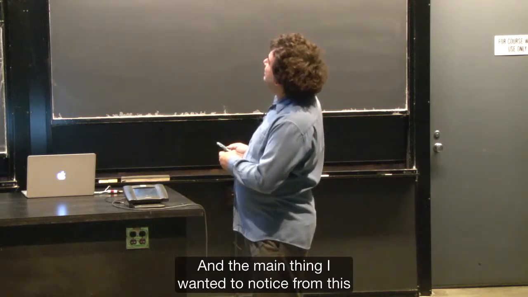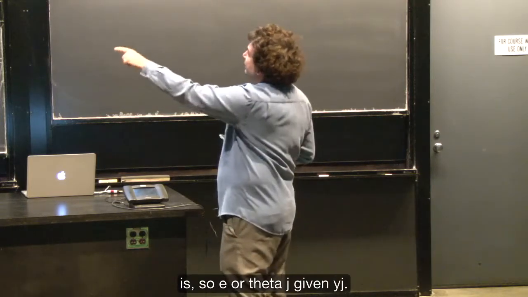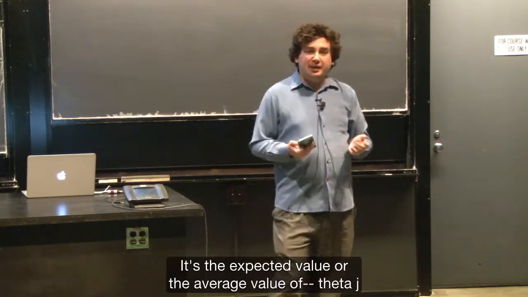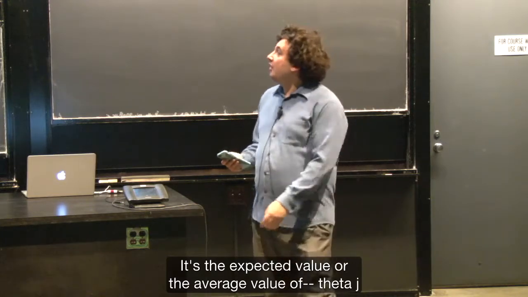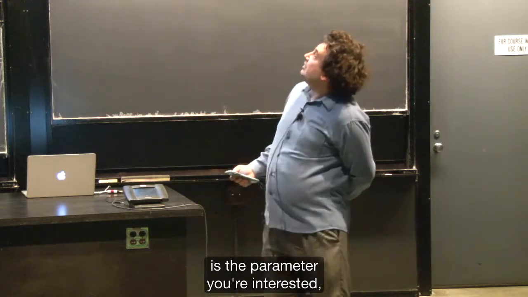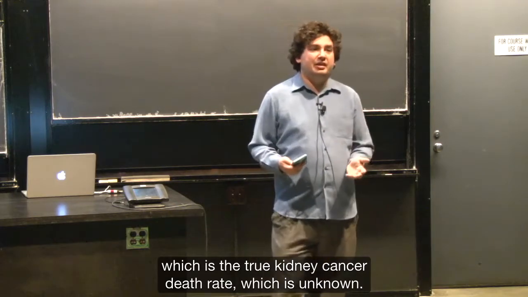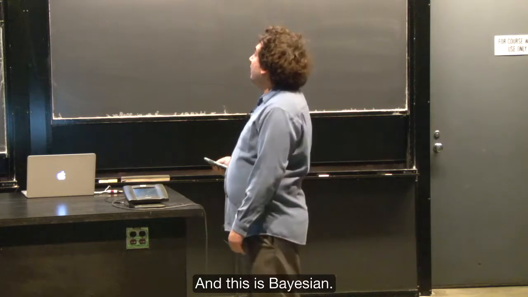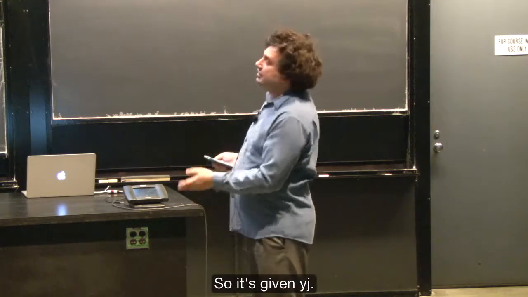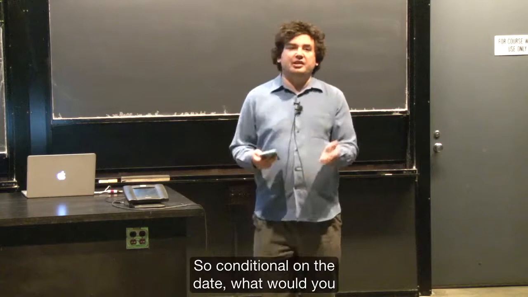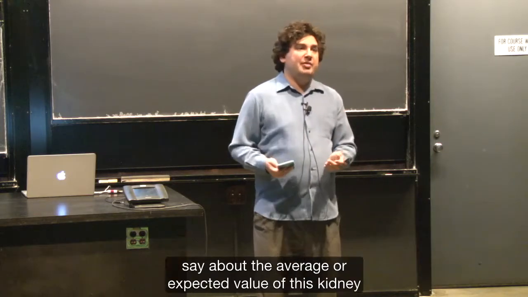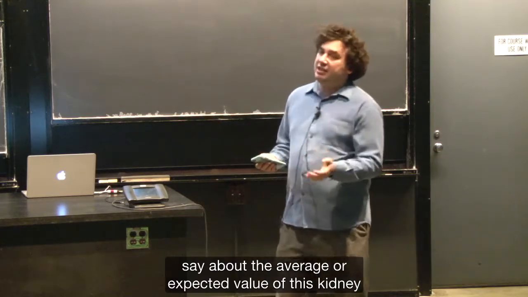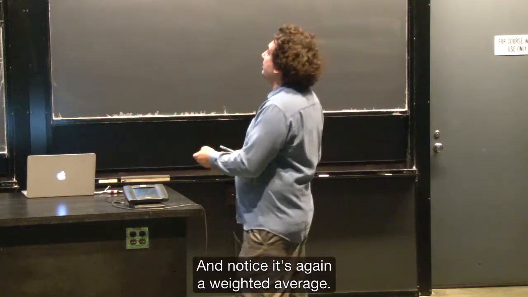And the main thing I wanted to notice from this is E of theta j given yj. That's called the posterior mean. It's the expected value, or the average value, of theta j, the parameter you're interested in, which is the true kidney cancer death rate, which is unknown. And this is Bayesian, so it's given yj. So conditional on the data, what would you say about the average or expected value of this kidney cancer death rate? And notice it's, again, a weighted average.